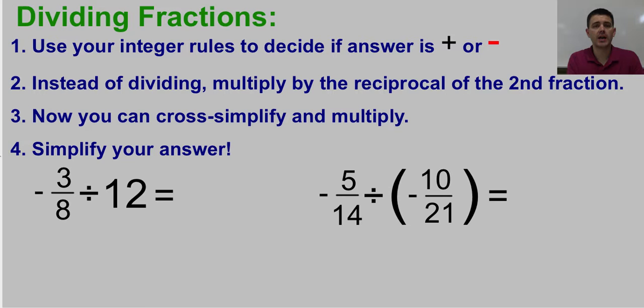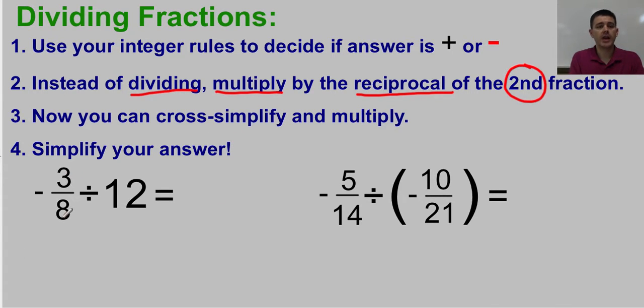So here are our notes to jot down. Our basic steps. First one's still the same. Use your integer rules to decide if your answer is going to be positive or negative. Then, instead of dividing, multiply by the reciprocal. Remember, it's always the second fraction that we flip over that becomes its reciprocal. And then you just cross simplify and multiply like normal. And then don't forget to simplify at the very end.